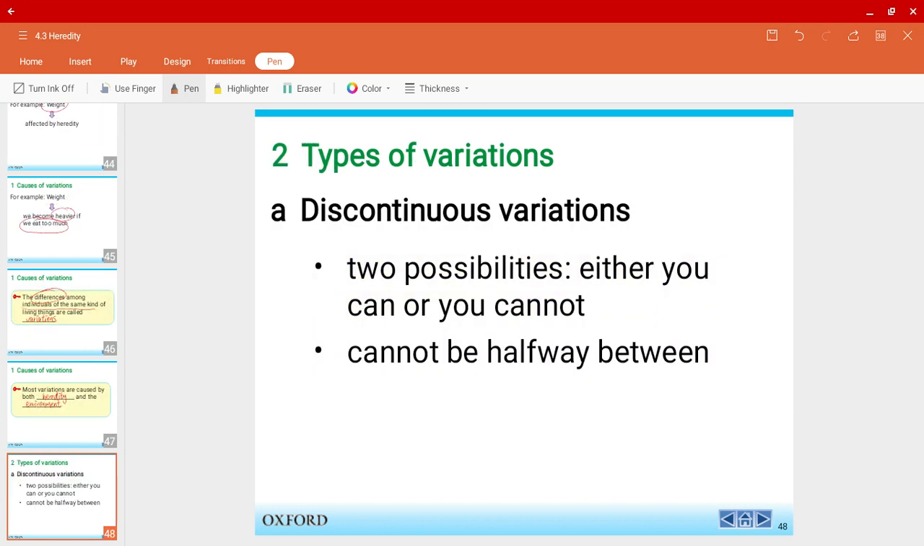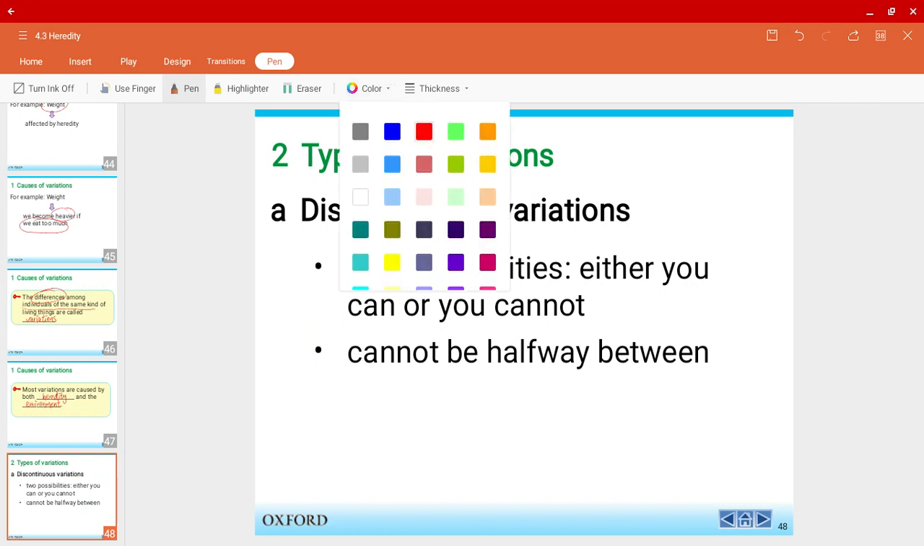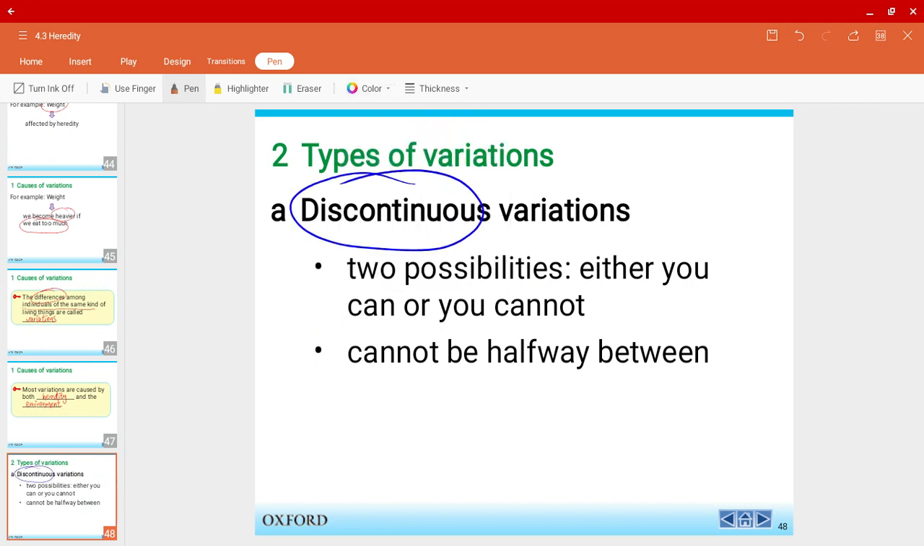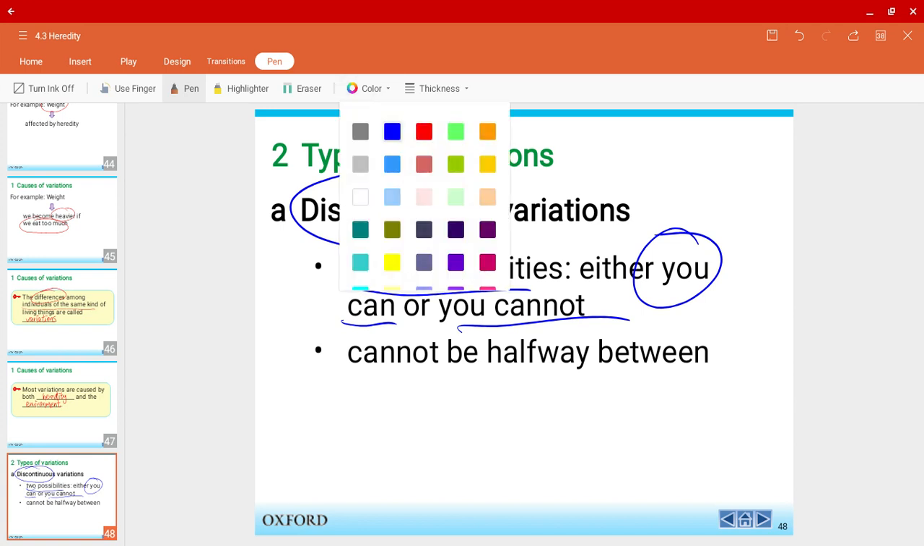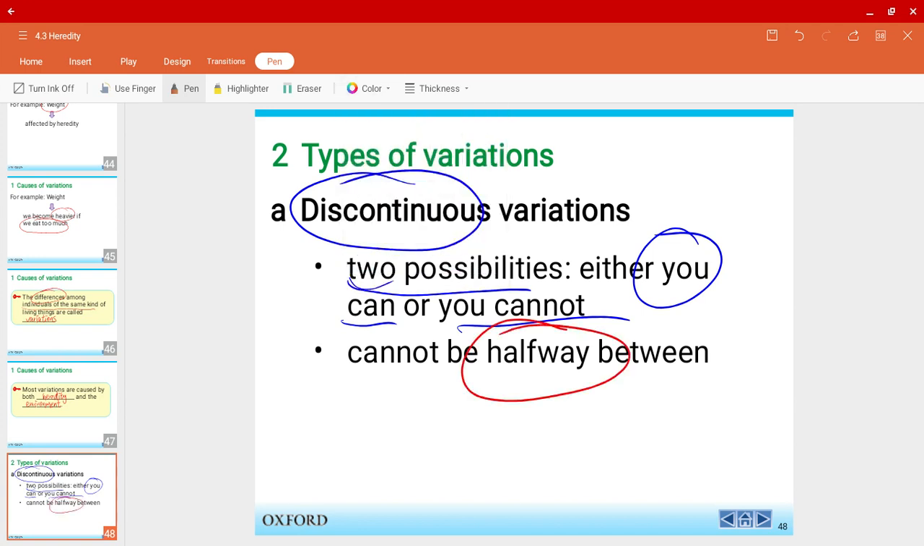There are two types of variations I want to talk about. The first type is called discontinuous variation, and the second type is called continuous variation. Discontinuous variation is very, very simple. You only have two possibilities. Either you have it or you don't have it. Either you can or you cannot. There is no halfway in between. There cannot be anything in between.